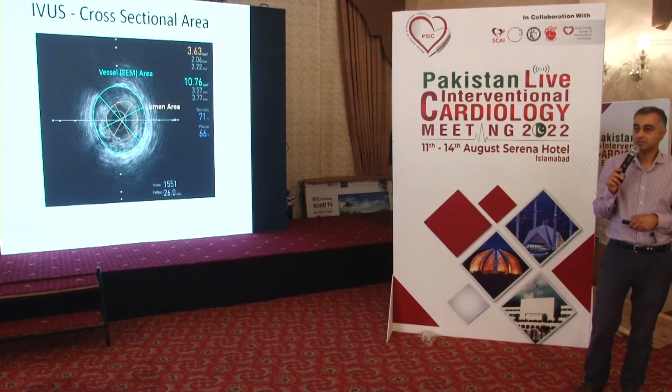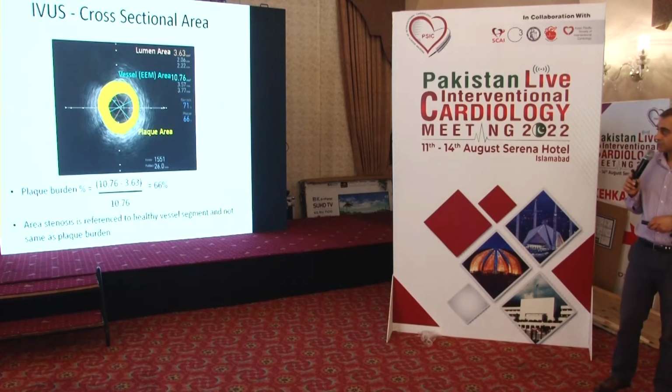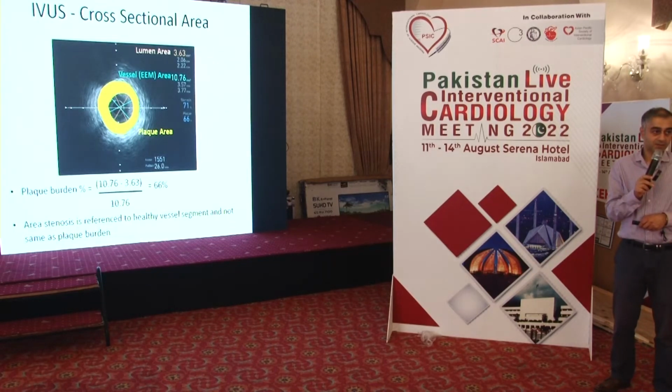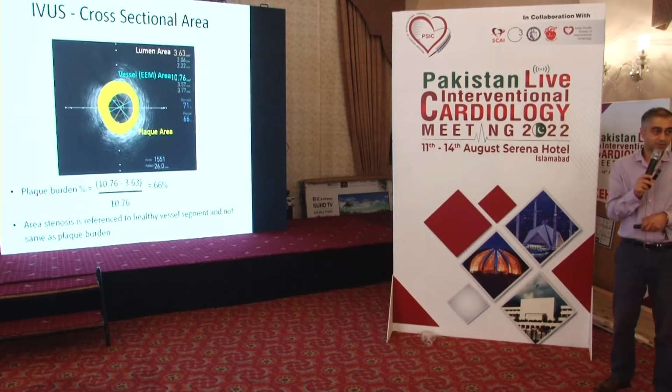Next slide, please. So I've marked out here, it's the same slide as previous, but I've marked out here in the yellow the plaque burden. Okay. Now there's an equation for that. So the plaque burden is basically your EEM area, subtract your lumen area, divide by your EEM area, and multiply by 100.